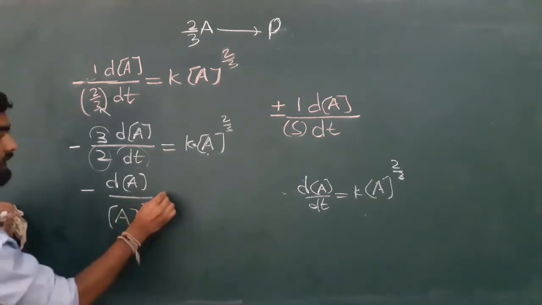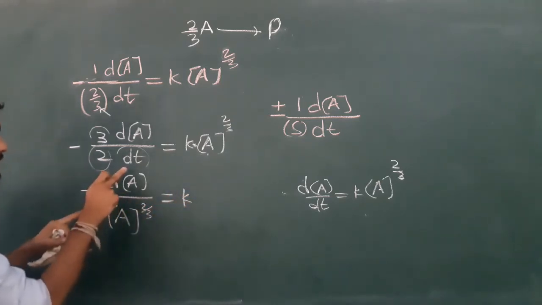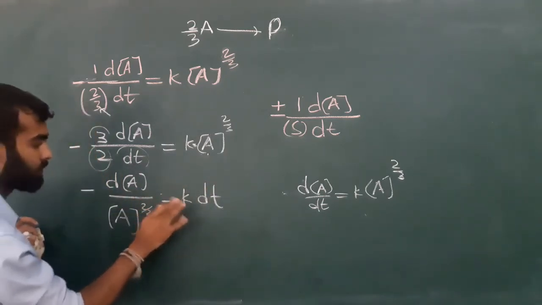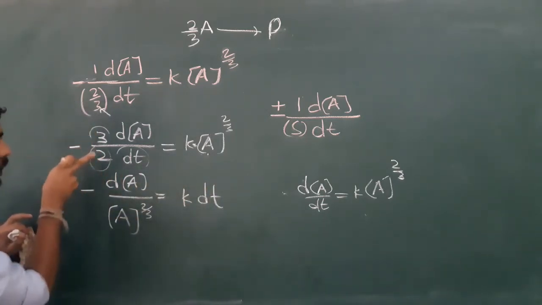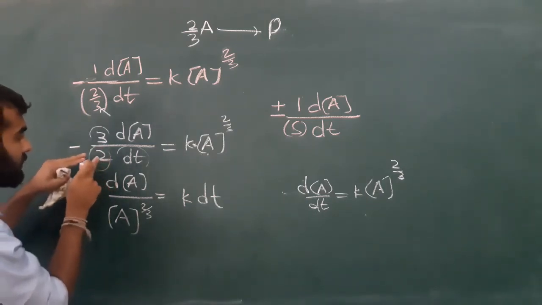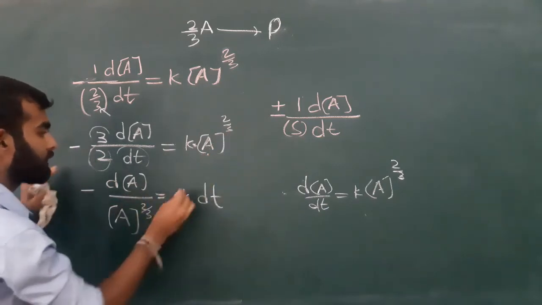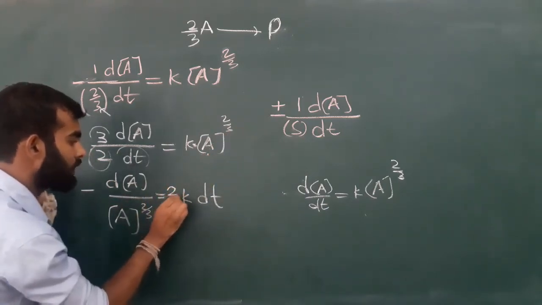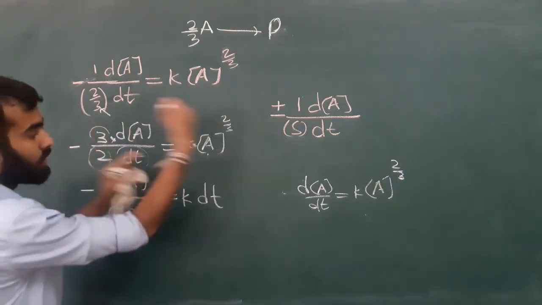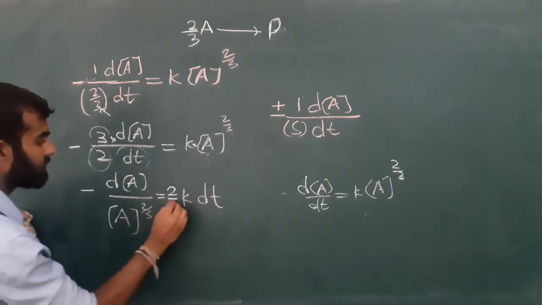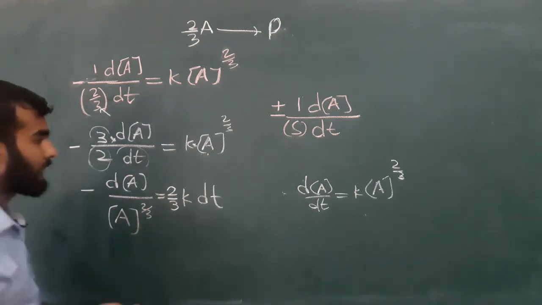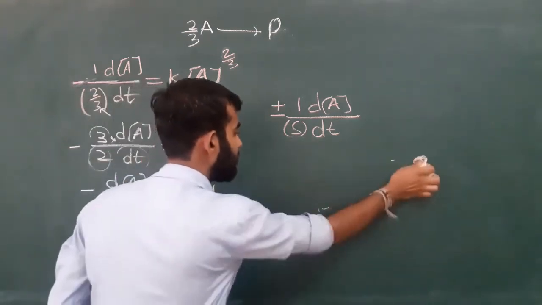Okay, equal k, this dt will go, and this 3 over 2, when the division by 2 is moved to the right hand side it will be a multiplication by 2, and this multiplication by 3, when it's moved to the right hand side, it will be a division. Okay, I rearranged the equation. Now I can integrate very easily.